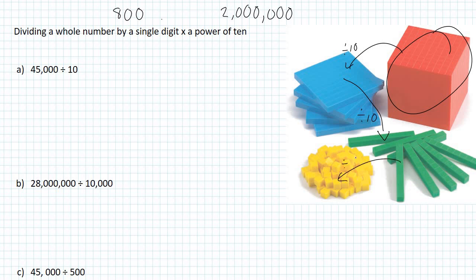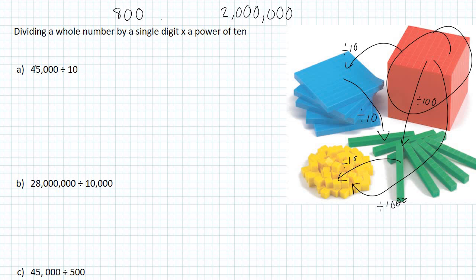If I divide by 10 again, I'm going to turn a 10 into a unit. And I could do 2 steps in one. So if I divide by 10 and 10 again, that's the same as dividing by 100. That's going to move me 2 places down. If I divide by 10 3 times, that's the same as dividing by 1,000.